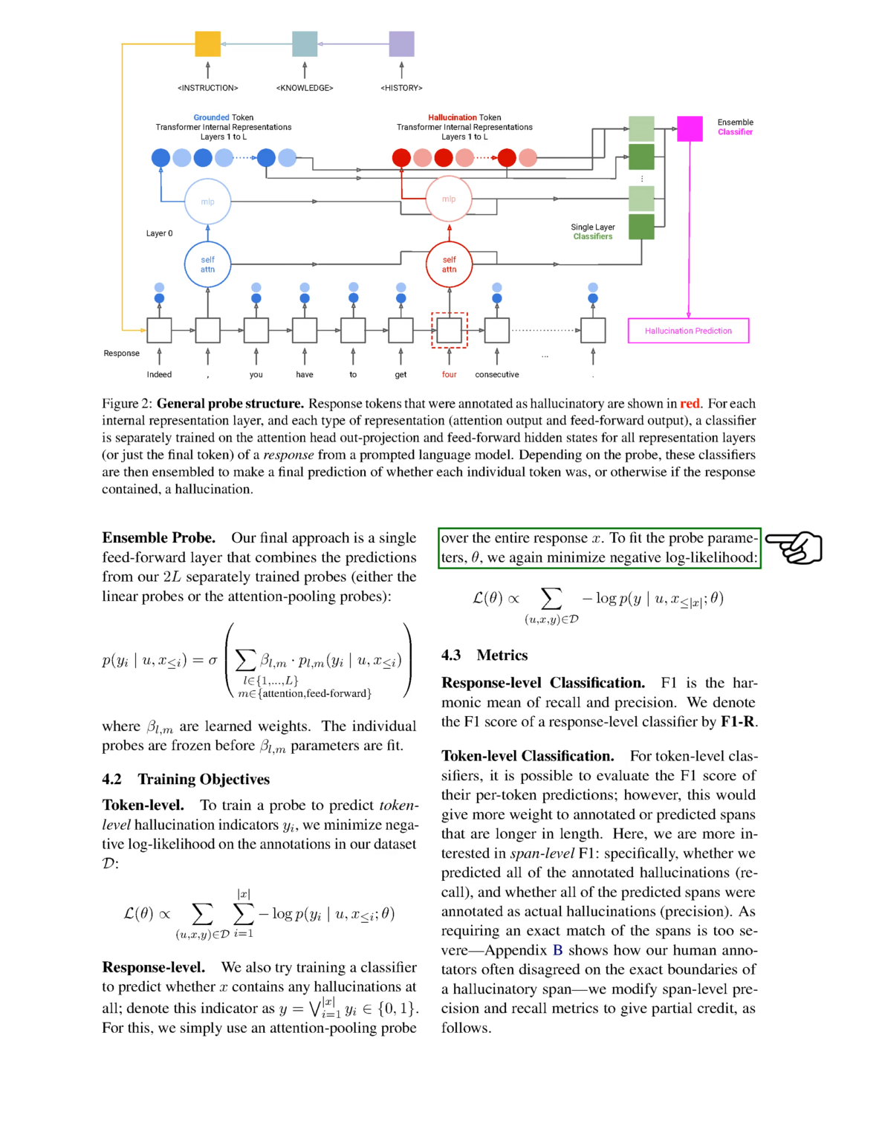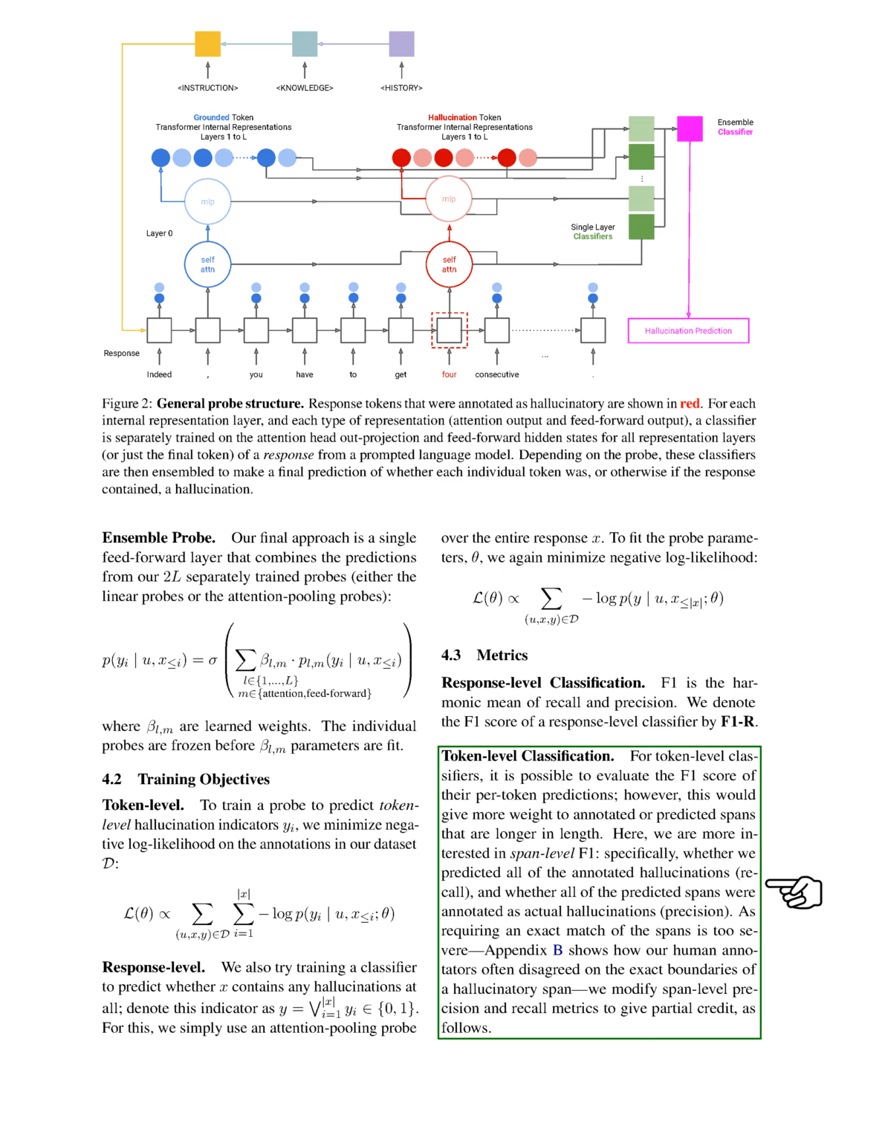In terms of evaluation, we used F1 score, which is the harmonic mean of recall and precision. For token-level classifiers, we evaluated the F1 score of their per-token predictions. However, we were more interested in span-level F1, which considers whether we predicted all of the annotated hallucinations and whether all of the predicted spans were annotated as actual hallucinations.